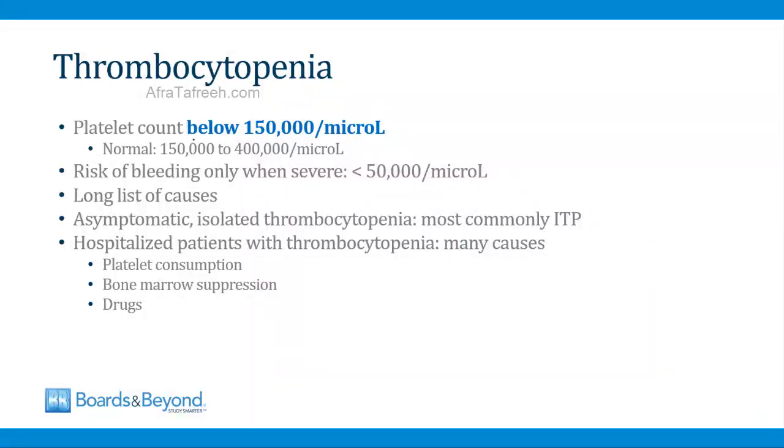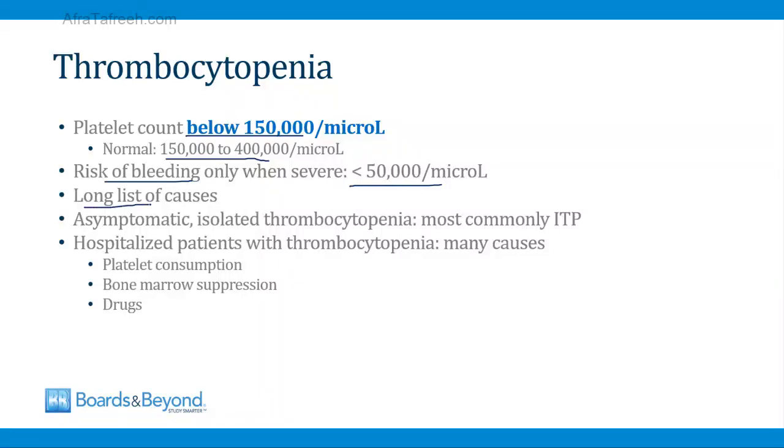The definition of thrombocytopenia is a platelet count below 150,000. The normal range for a platelet count is 150,000 to 400,000. You should be aware, however, that the risk of a major bleeding problem only occurs when the thrombocytopenia is severe, which is usually defined as less than 50,000.